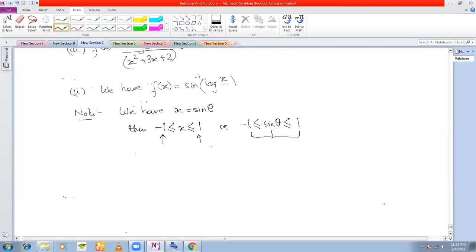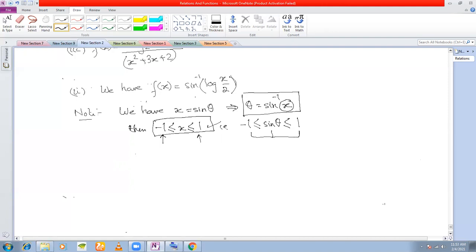If I say sine theta is equal to 1.5, it is not possible. If I say sine theta is equal to minus 1.3, it is not possible. The value of sine must always lie between minus 1 and 1. So suppose I have x is equal to sine theta and I write theta is equal to sine inverse x. For this function to be defined, we must have x lying between minus 1 and 1, isn't it? So we will work with this only.